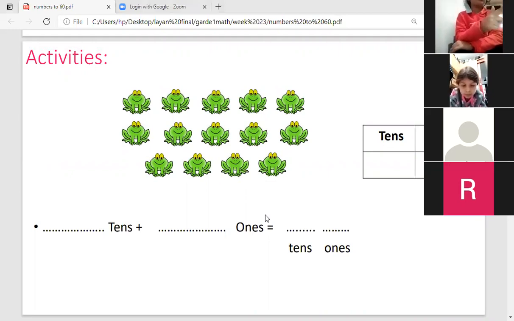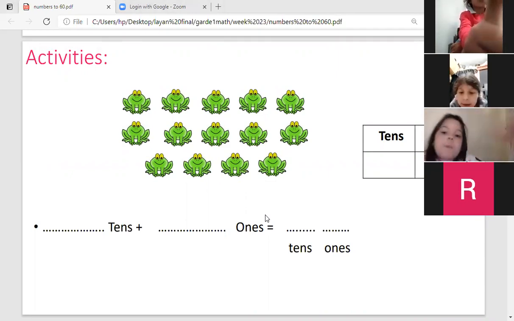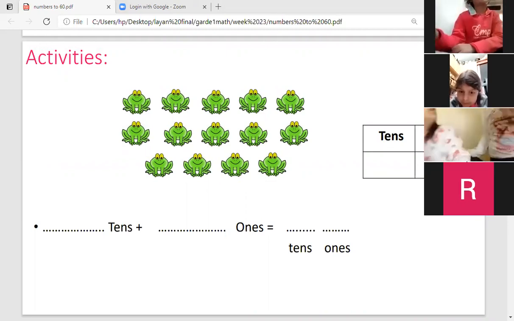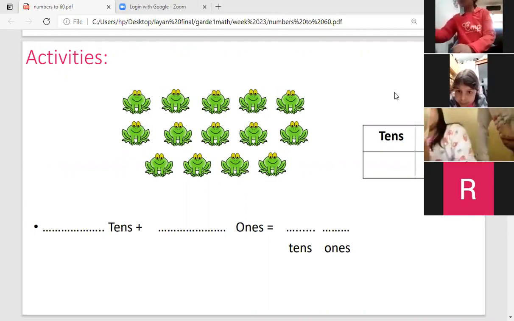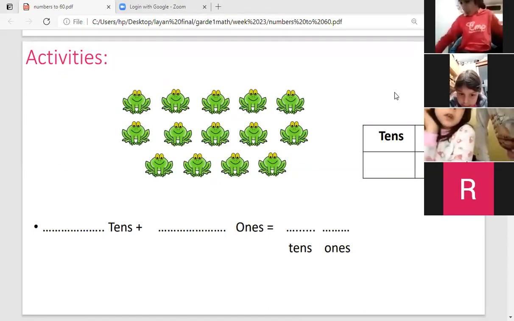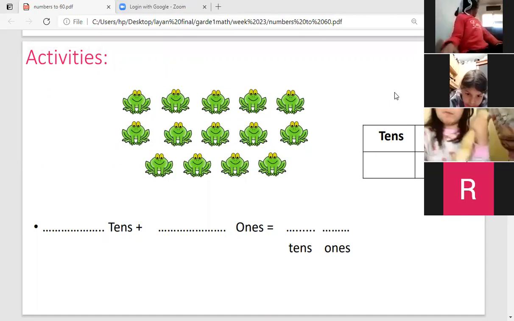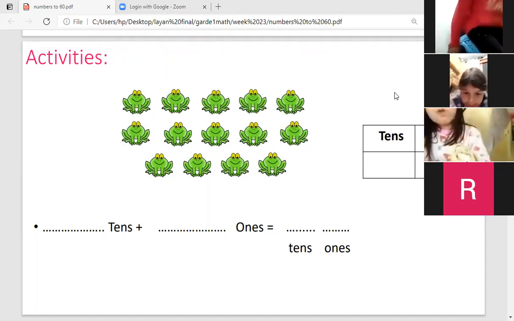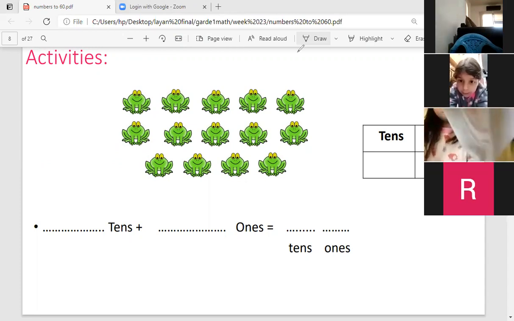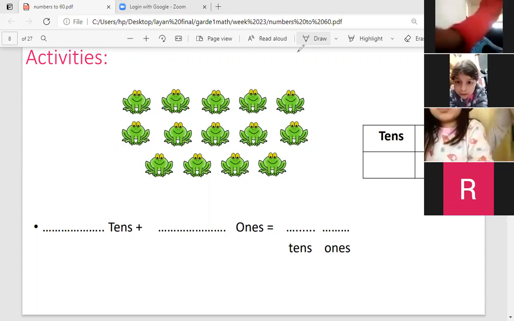Yalla, Zainab, can you solve this? I will give it to you. We will all solve one by one, okay? Yalla Zainab, start. Yalla, write. Step by step, okay Zainab. The first step: count each ten and circle them.